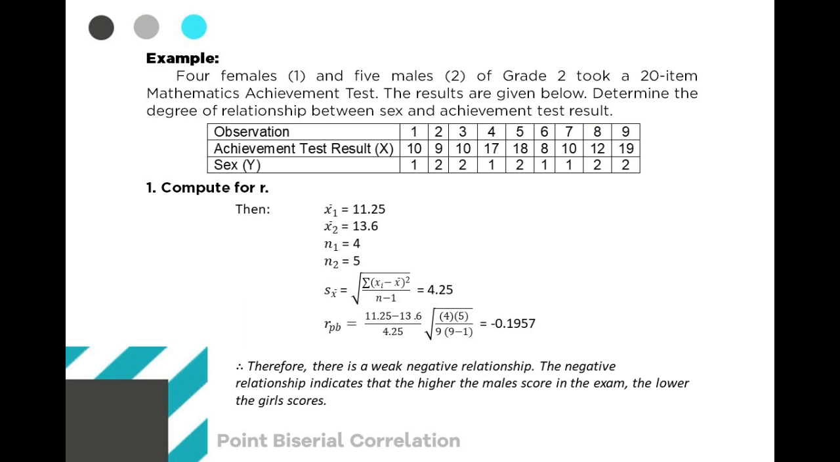Okay, then as given, we have n sub 1, which is 4, and n sub 2, which is 5. Up there, we can see on the statement that there are 4 females. So therefore, our n sub 1 is 4, and n sub 2 is 5 males. Then we get the standard deviation of our x mean. Using the formula, the square root of the summation of x sub i minus the mean of x squared over n minus 1, it is equal to 4.25.